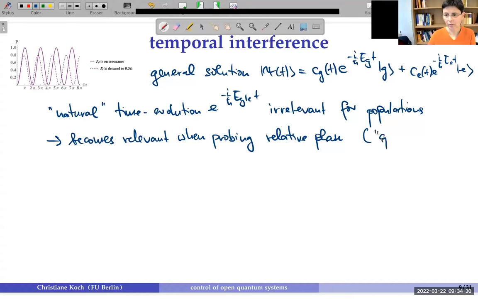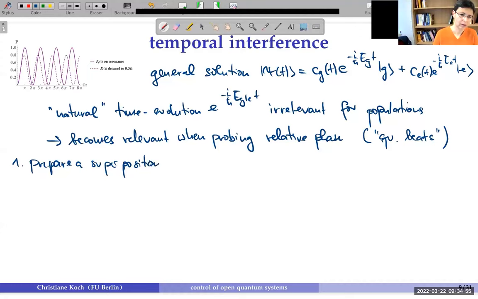And this phenomenon has in the past been called the quantum beats. And what it suggests is that we need two steps. So first, we have to prepare a superposition state, because if we have a superposition state, then the phase between the two states is a relative phase. And then second, we have to probe the superposition.